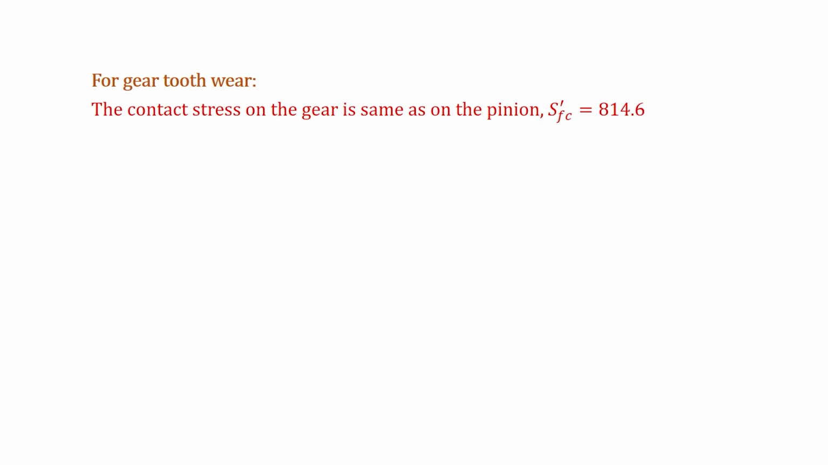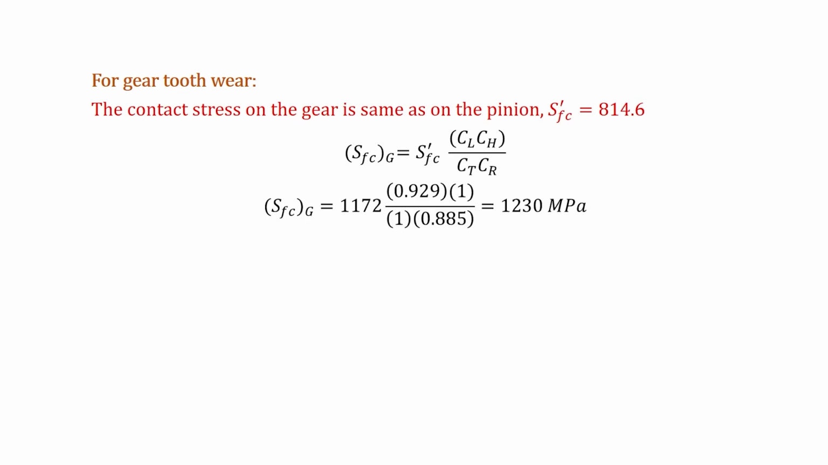Similarly, for the gear tooth, the material is the same, the only difference is the life factor, and it will be multiplied by the hardness correction factor also. So the hardness correction factor is taken as 1. The surface fatigue strength of the gear material has come as 1230 after correction. That means taking account of 10 to the power 9 number of cycles divided by mg cycles, and reliability equal to 95%.